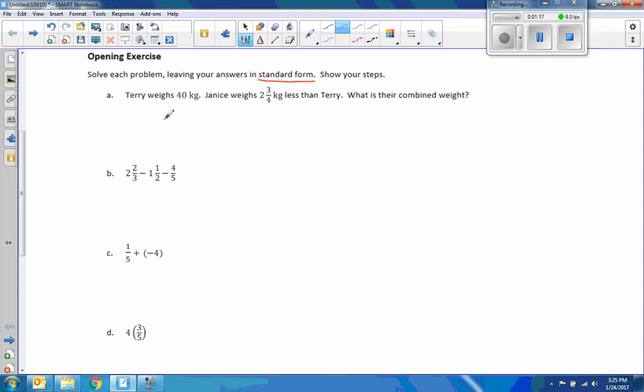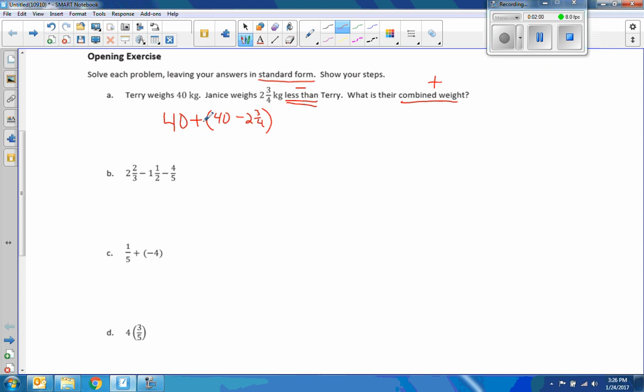Well, Terry is 40. Combined weight means we're going to add. So 40 plus, then I'm going to put Janice's weight in parentheses, and it's 2 3/4 kilos less than, meaning minus, Terry. When you see the words less than, you read it backwards. So Terry's 40 kilos minus Janice's weight, minus 2 3/4 kilos. She is 2 3/4 less than Terry's weight. So that's how you represent that.